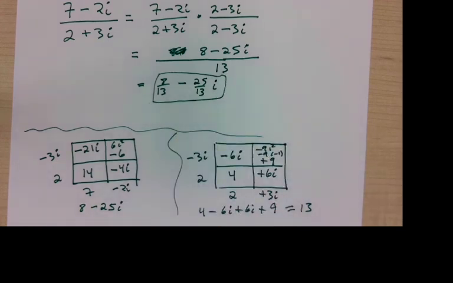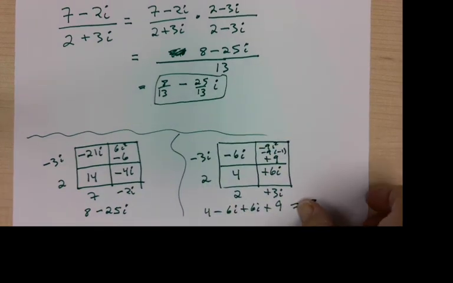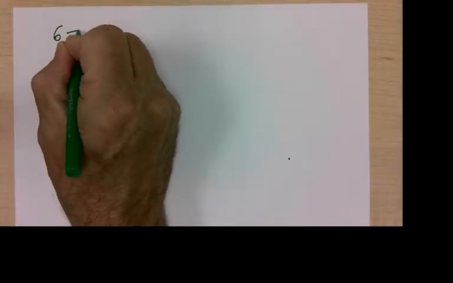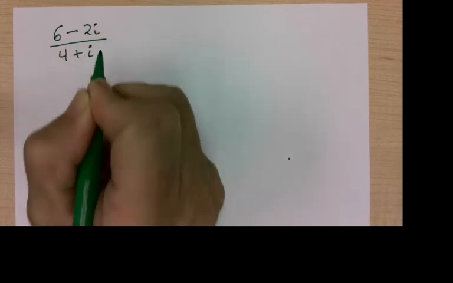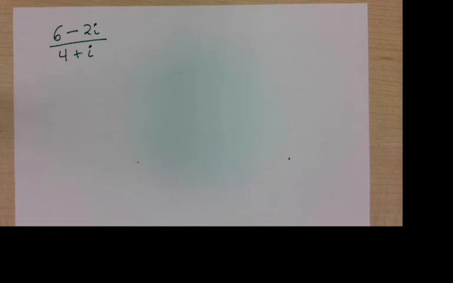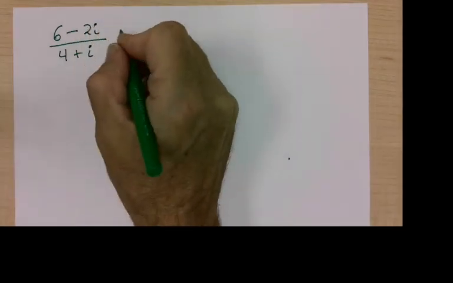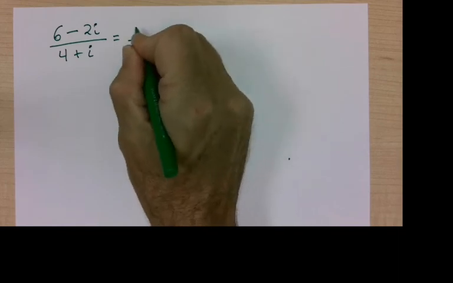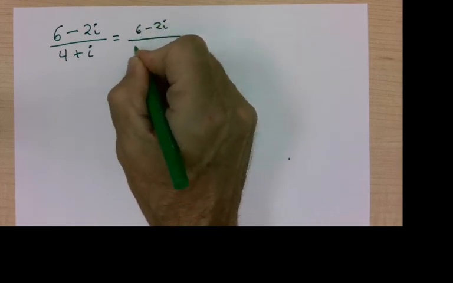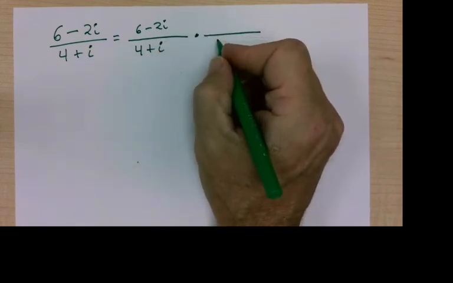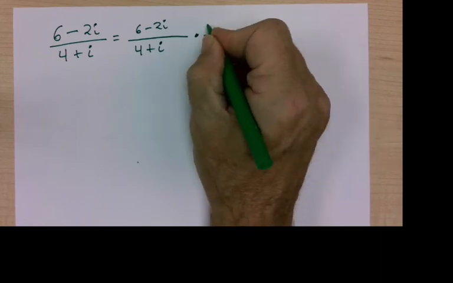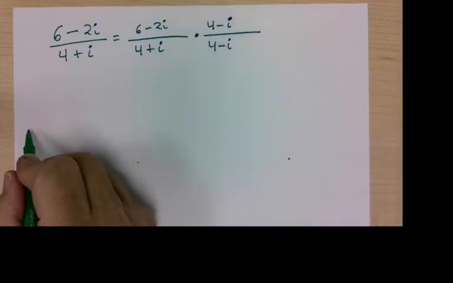Let's go ahead and do one more of those. We'll go ahead and divide two more complex numbers. So let's take a look at the following: 6 minus 2i divided by 4 plus i. So to do this, we're going to multiply top and bottom by the conjugate of the denominator. That equals 6 minus 2i over 4 plus i times the conjugate of the denominator, 4 minus i downstairs, 4 minus i upstairs.